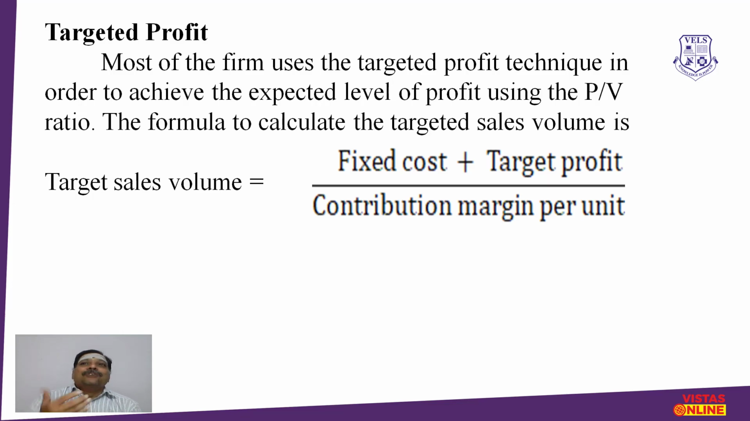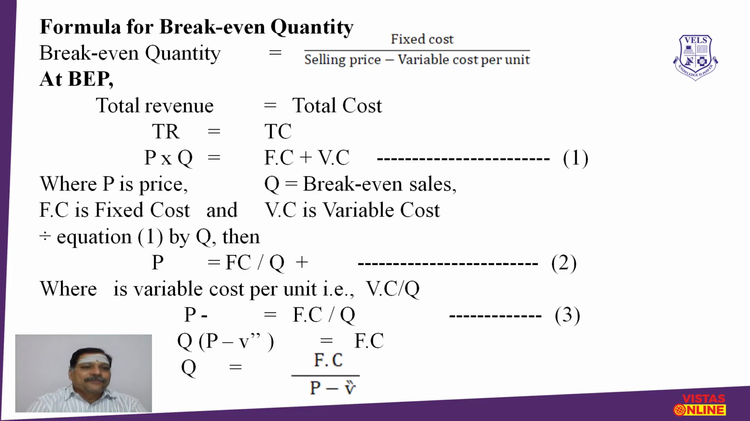In order to secure a minimum profit, we have to use a new formula called targeted sales volume equal to fixed cost plus targeted profit divided by contribution margin per unit. This formula can be applied in a business in order to gain the minimum level of profit. Now let us express this break-even quantity in mathematical terms.